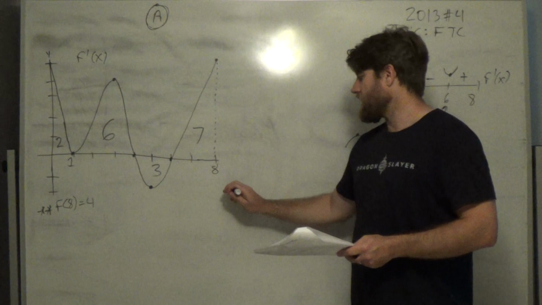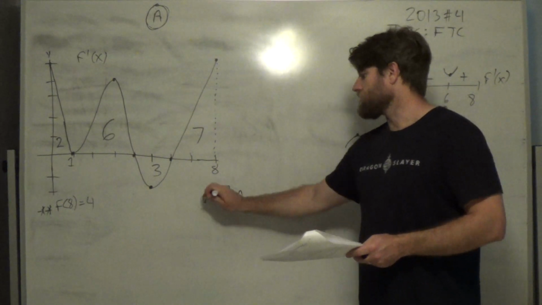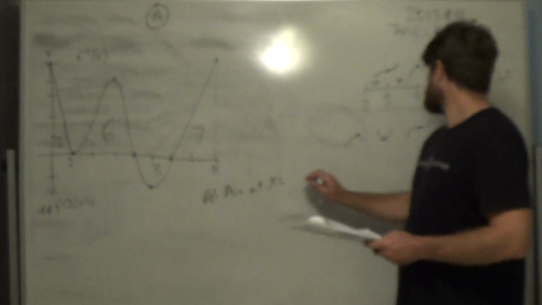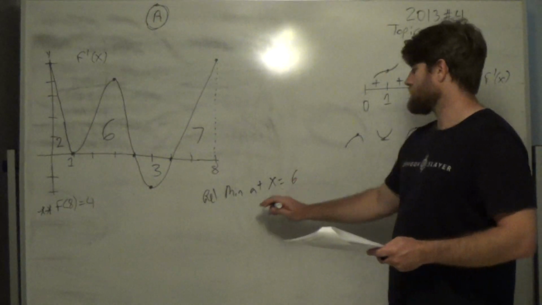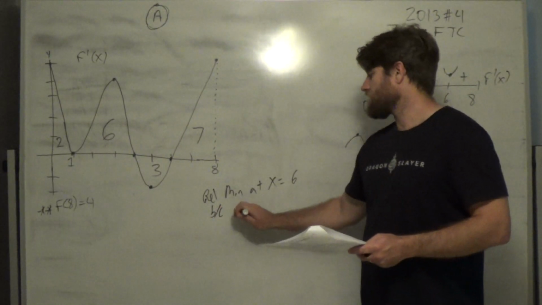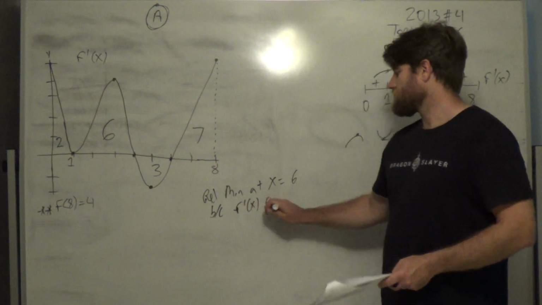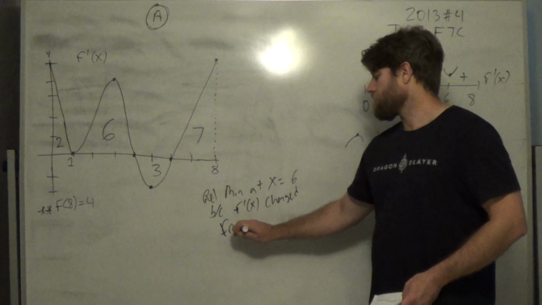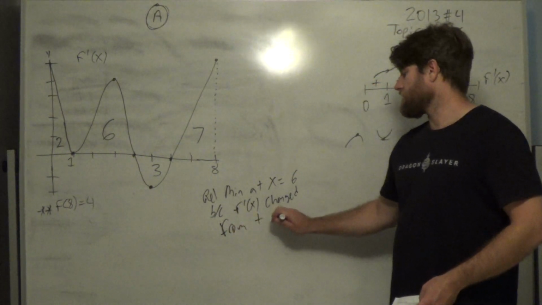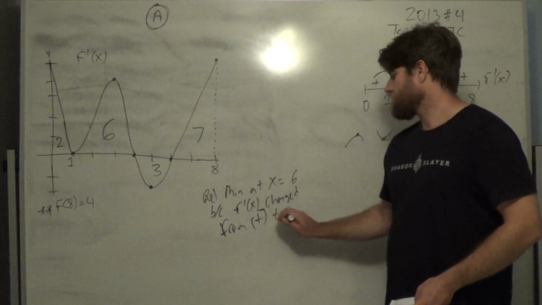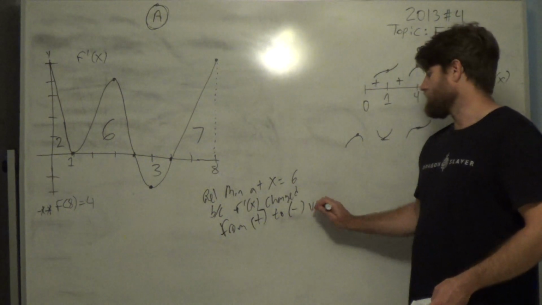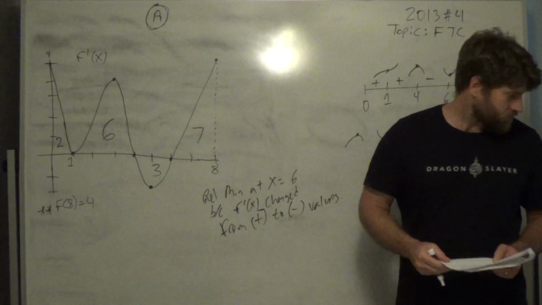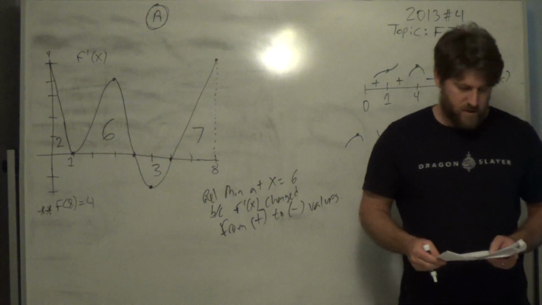So we would say relative minimum at x equals 6 because f prime x changed from negative to positive values. And that's it. Let's go look at the second question.